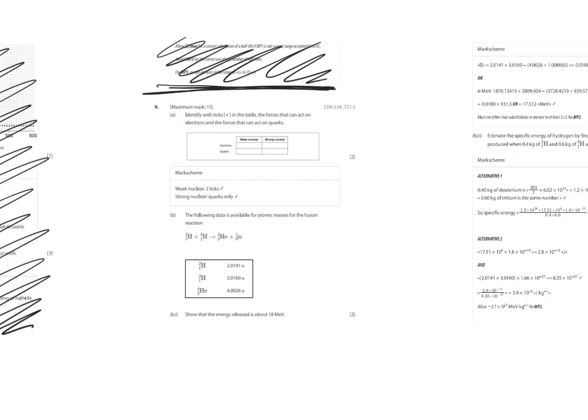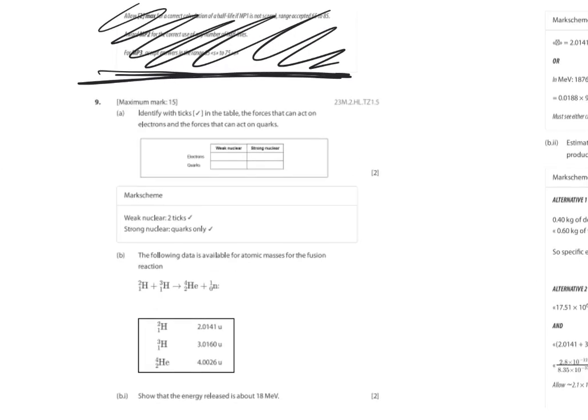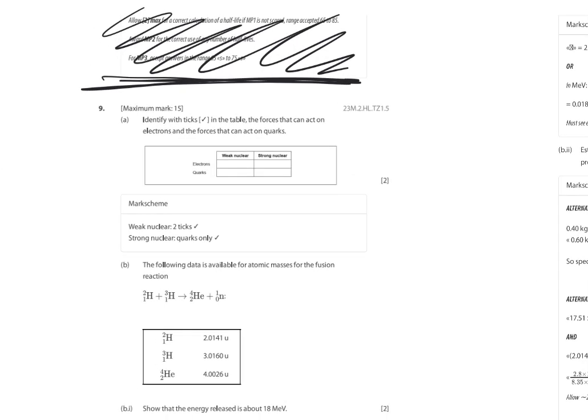All right, so let's go to number 9. Okay, so this question is a 15-mark question. So there's a bunch going on here. I just reviewed it. Some of it's relevant, some of it's not, but let's continue. So identify with ticks in the table the forces that can act on electrons and the forces that can act on quarks. And in the box, it says we have weak nuclear and strong nuclear. Weak nuclear has to do with particle decay, but strong nuclear is for things in the nucleus.